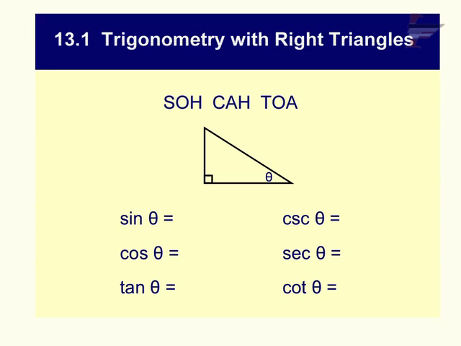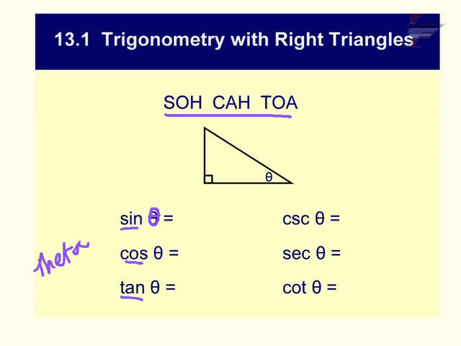So your trigonometry with right triangles, this is our SOHCAHTOA. SOHCAHTOA will give you the sine, cosine, and tangent for the different ratios of the sides of a triangle. It's all in terms of theta. Theta looks like a zero with a line through it. That's theta, and it's talking about some angle measure.